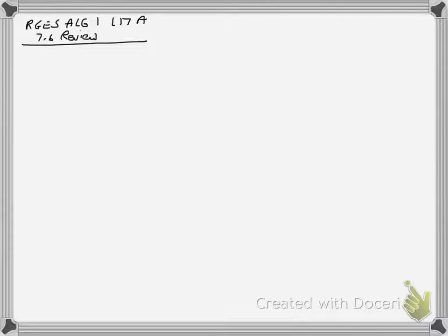This is RGES Algebra 1, Lesson 17A, which is a review of 7.6. So we've already had our explanation of 7.6, but I want to work with you a lot slower to help this make more sense to you. First off, we're working between the idea of an equation for the line and a graph of a line.